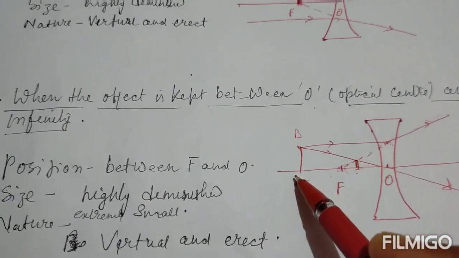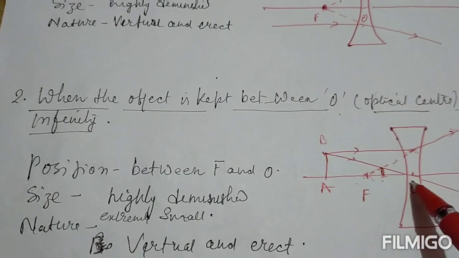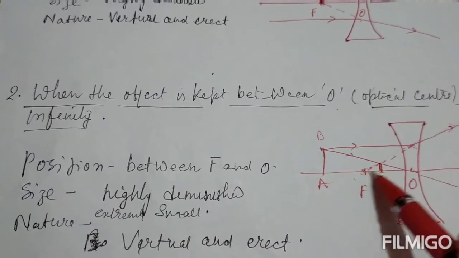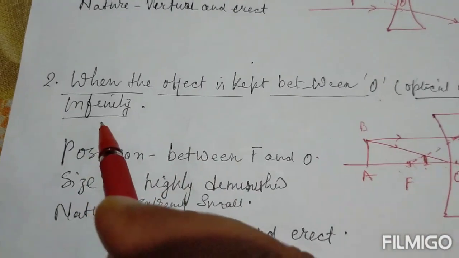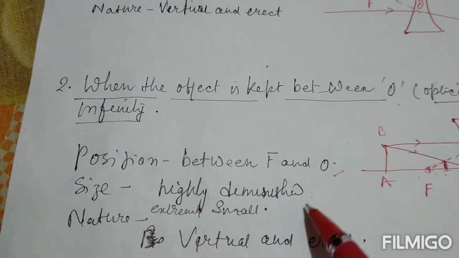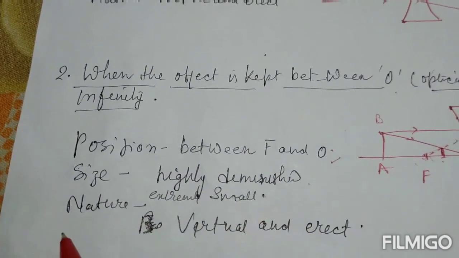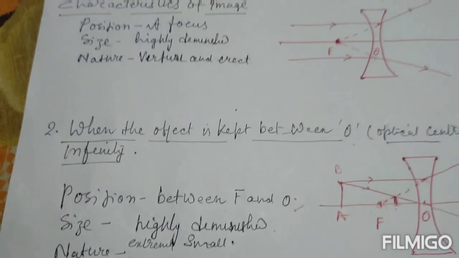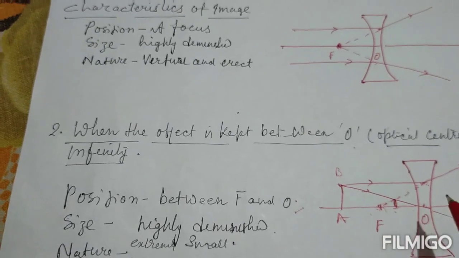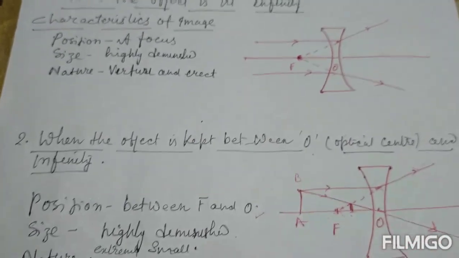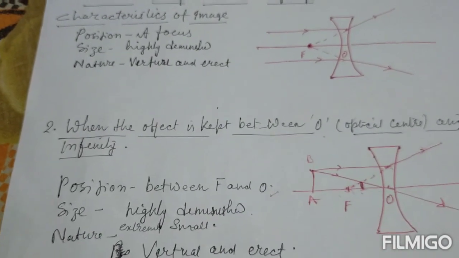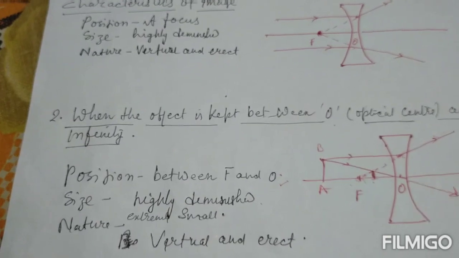So when the object is kept anywhere between optical center and infinity of the concave lens, the image is formed between F and O. So what is the characteristic of the image? Position, that is between F and O, size highly diminished or extremely small, nature virtual and erect. Concave lens always forms an erect image. So this is the formation of image by using lenses. Now in the next part we will see magnification and usage of the lens.